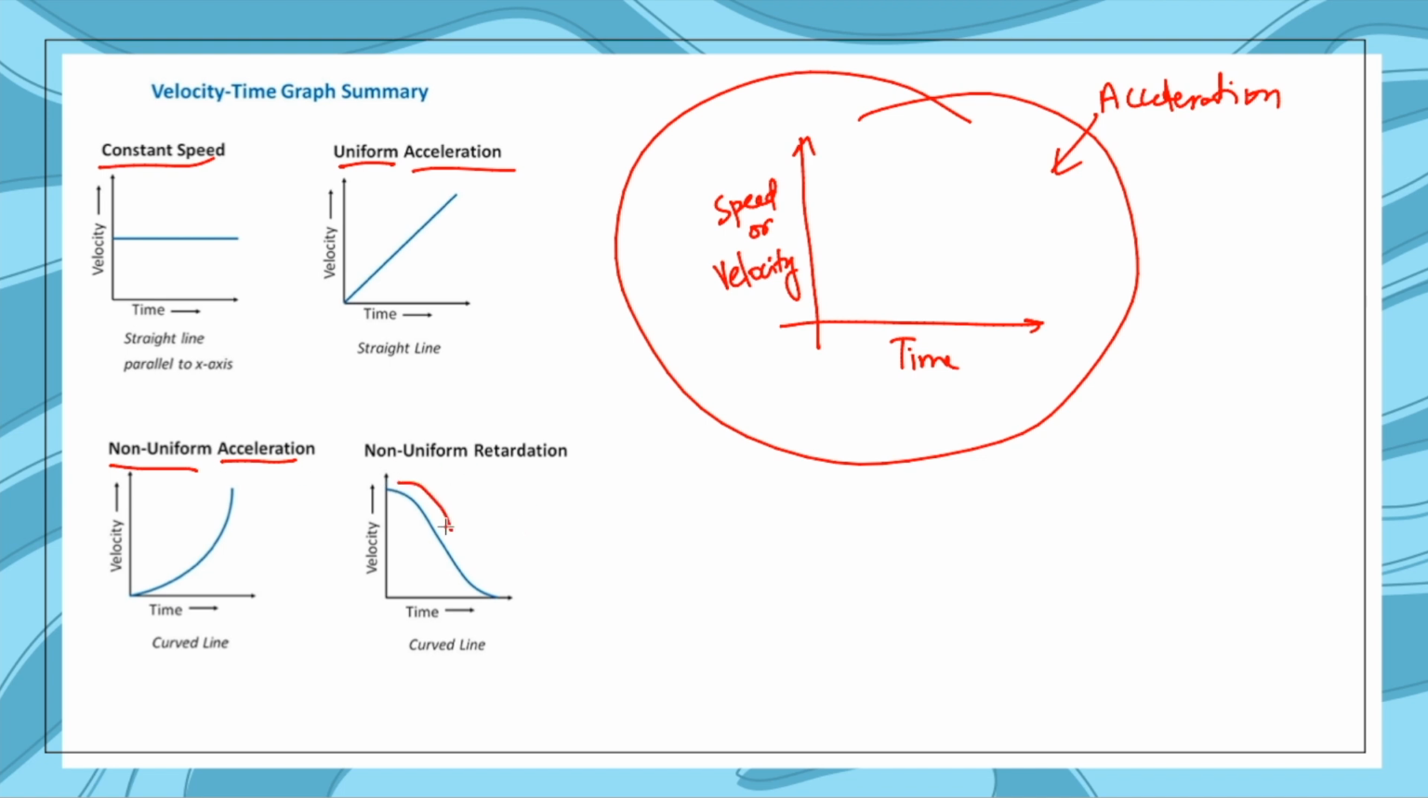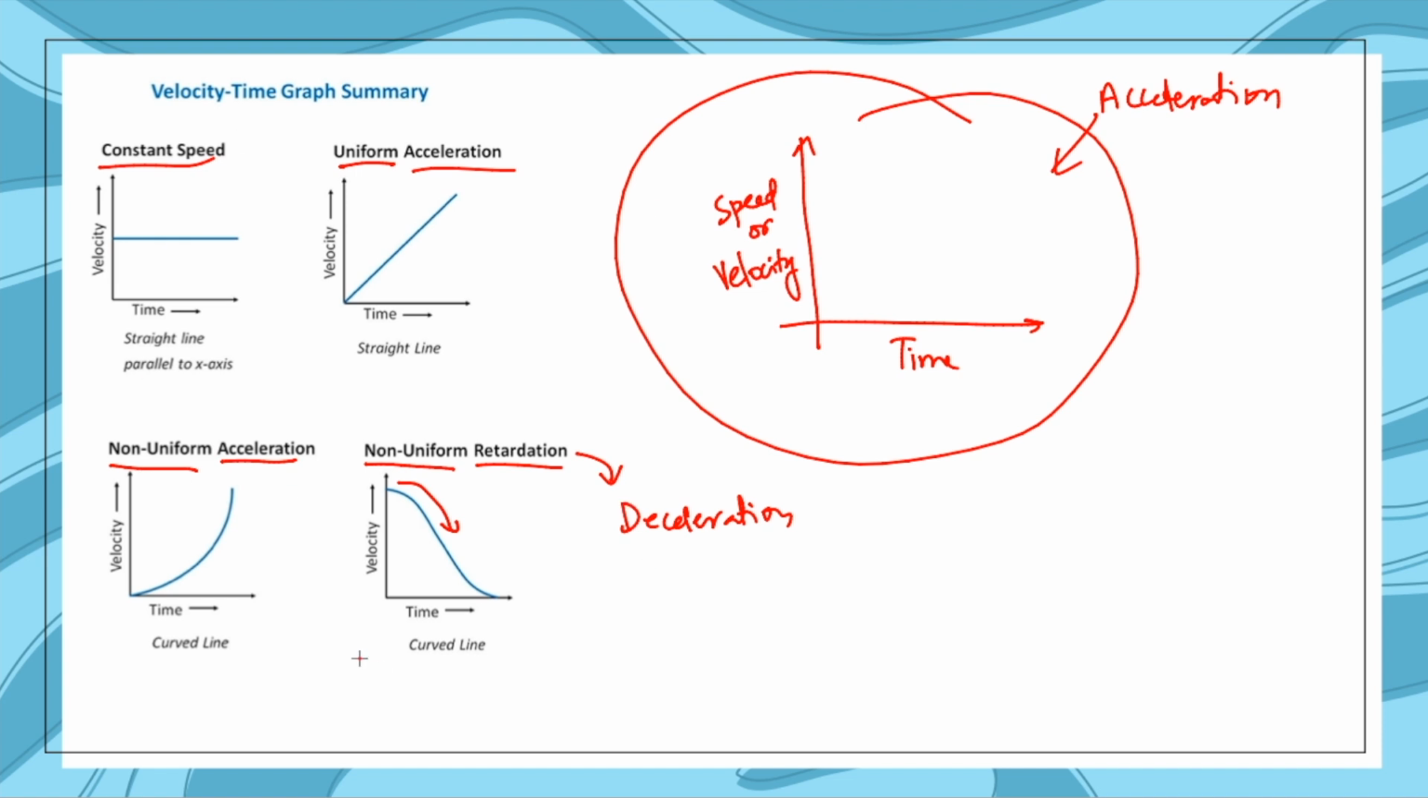And here the graph is going in the downward direction, that means it's non-uniform first of all because it's not a straight line, and it's a retardation, also called a deceleration. Deceleration or retardation means the body is now slowing down, or the speed is decreasing. That's what retardation or deceleration is. Alright, so these are some standard graphs which you need to know.